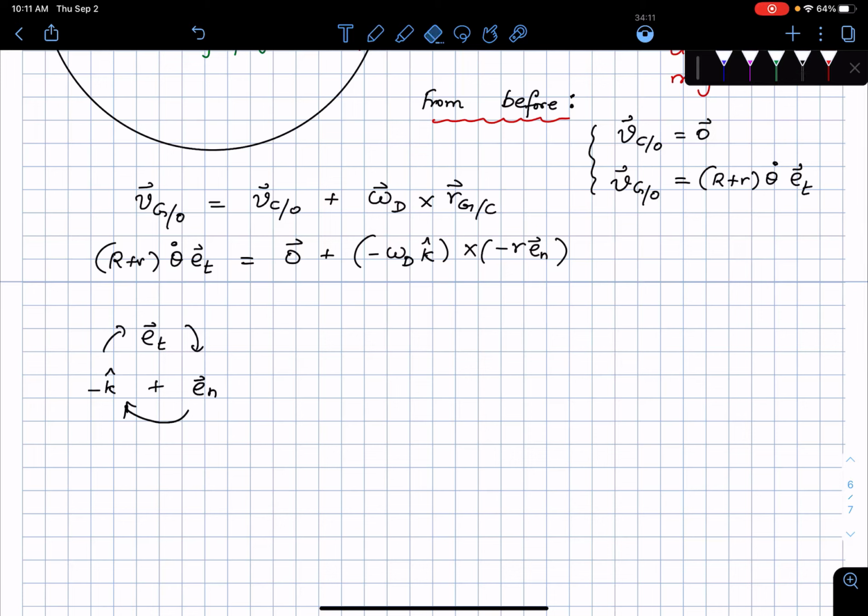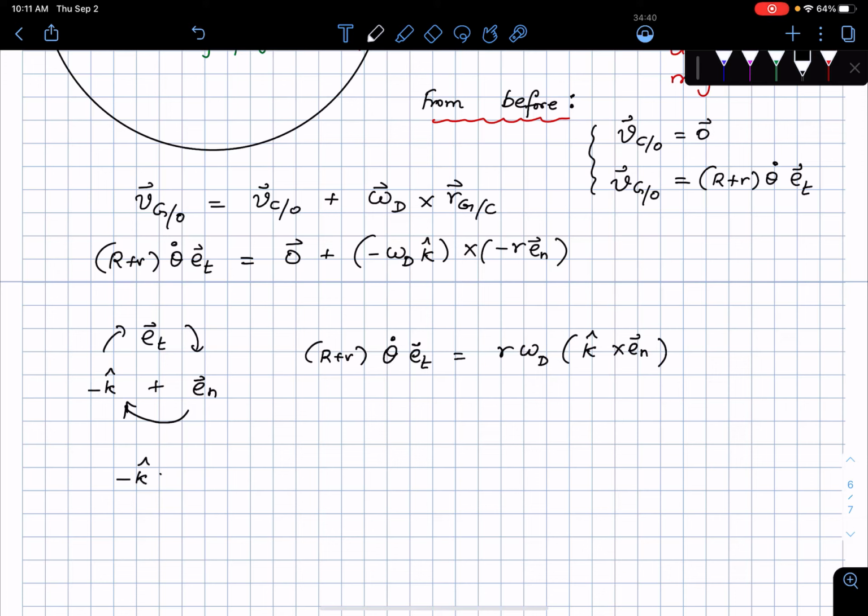I'm going to bring my equation from above. So this is R plus r theta dot in the Et direction. This is going to be minus, and minus becomes a plus. So this is r times omega of the disk times k hat crossed with En. Now what is k hat crossed with En? If I do minus k hat crossed with En, look at the triad.